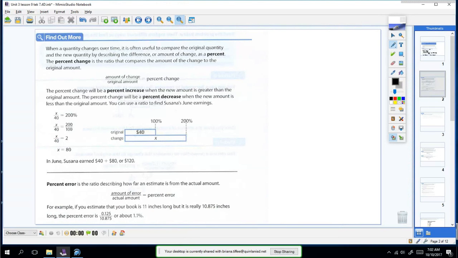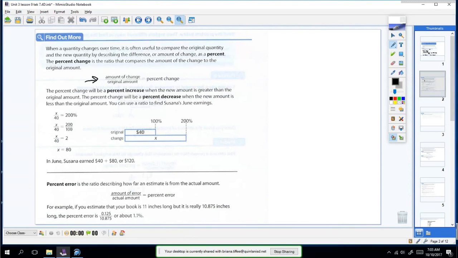When a quantity changes over time, it is often useful to compare the original quantity and the new quantity by describing the difference or the amount of change as a percent. The percent change is a ratio that compares the amount of the change to the original amount. So this is basically the main idea that we're going to be using today. The percent change will be a percent increase when the new amount is greater than the original amount. The percent change will be a percent decrease when the new amount is less than the original amount.